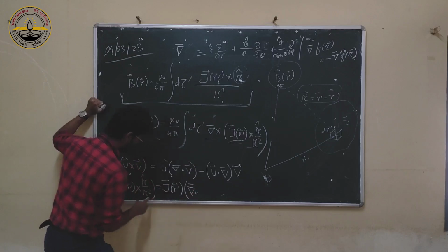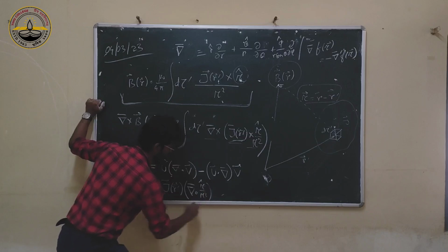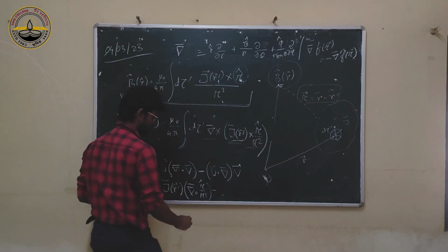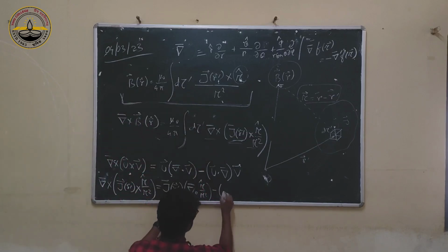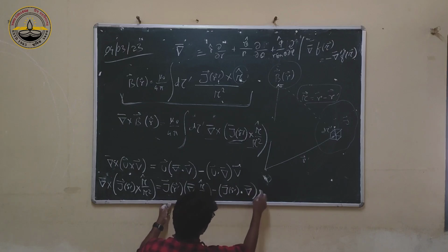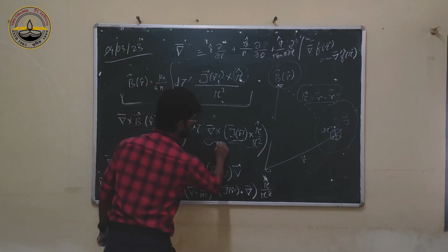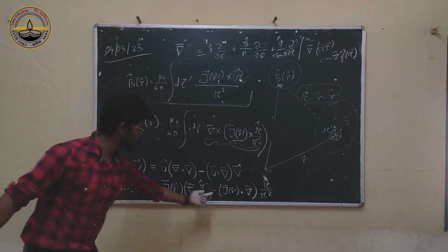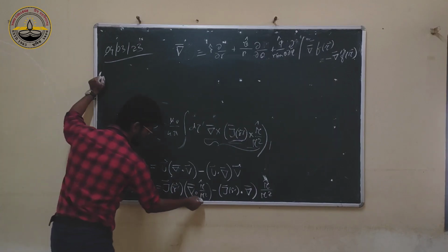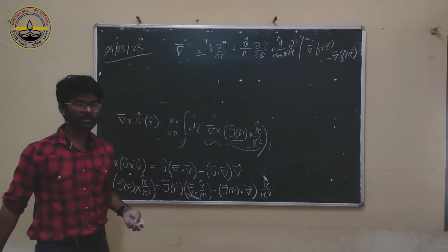del dot V, this is V, R cap over R squared, minus, so U is J of R prime dot del, and here R cap over R squared. That I must use here. This is the one. Have you ever done this? Divergence of R cap over R squared?